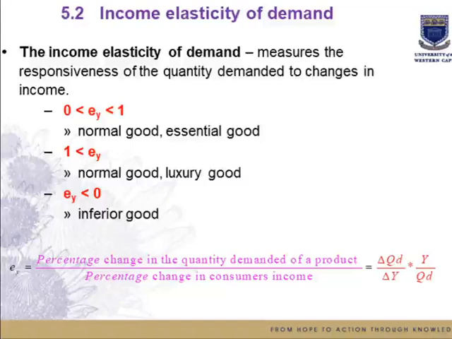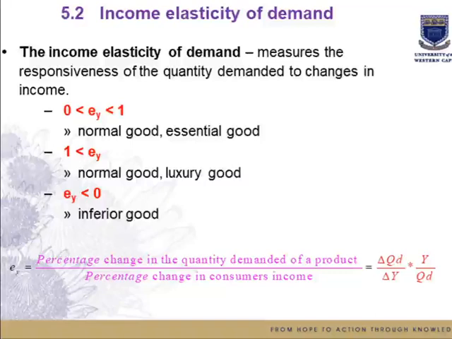Normal goods are further classified into two, namely normal luxury products and normal essential products. Normal luxury goods refers to goods with an income elasticity of demand that is greater than 1, whereas normal essential goods have an income elasticity of demand coefficient that lies between 0 and 1.